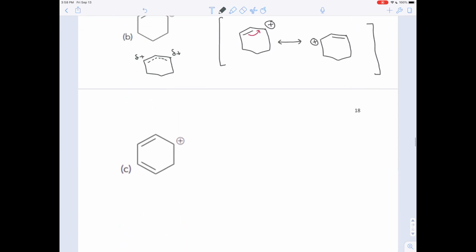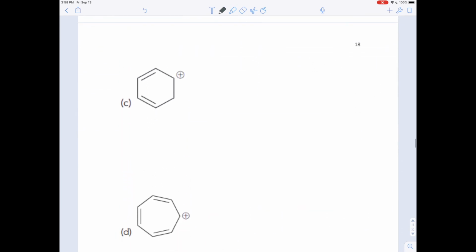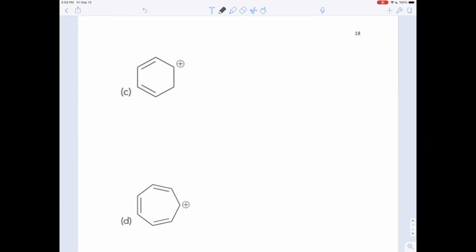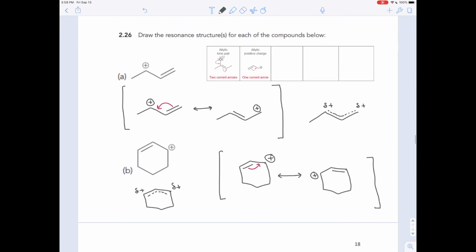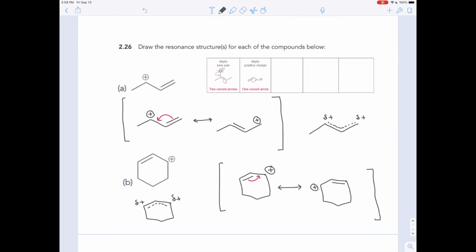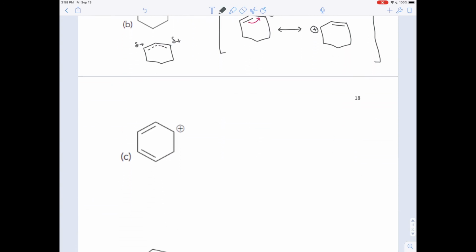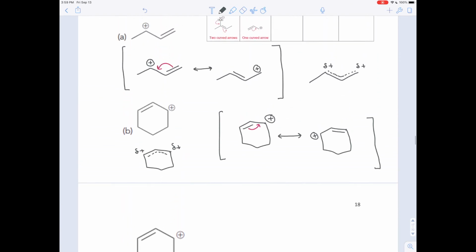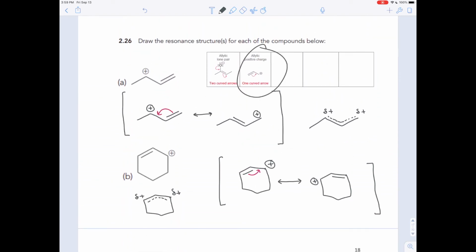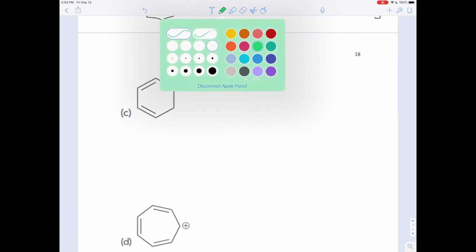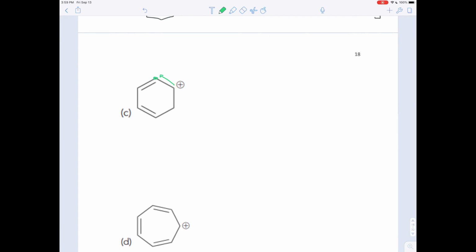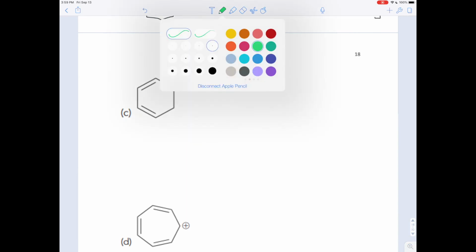All right, let's continue this pattern with C and D. So for C, looking back at that first pattern, we don't have any lone pairs, so we don't have any allylic lone pairs here. Carbon only has a lone pair when it has a negative charge. However, we have a positive charge, and the positive charge is allylic, because if you go just one atom over, you end up at an atom in a double bond. So that positive charge is allylic.